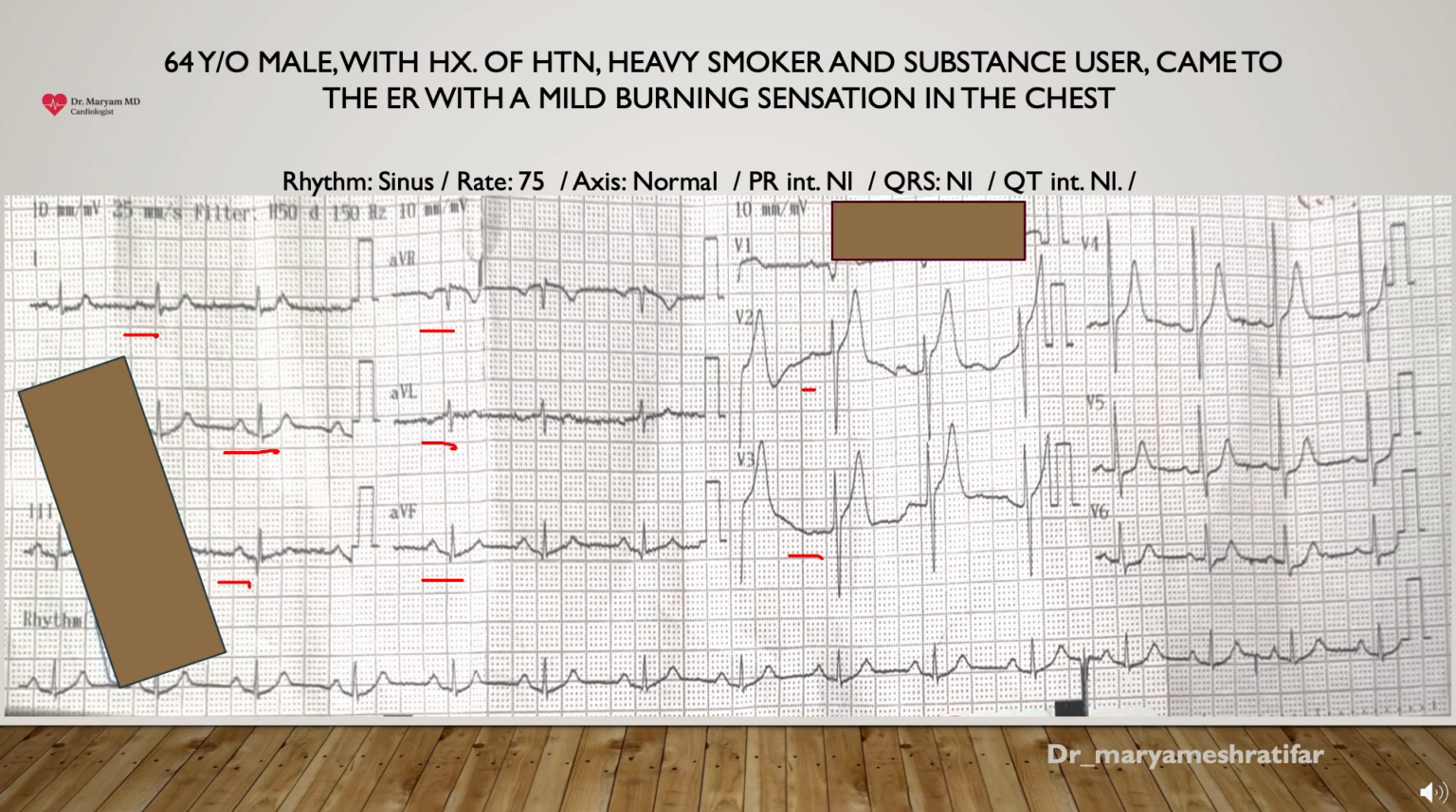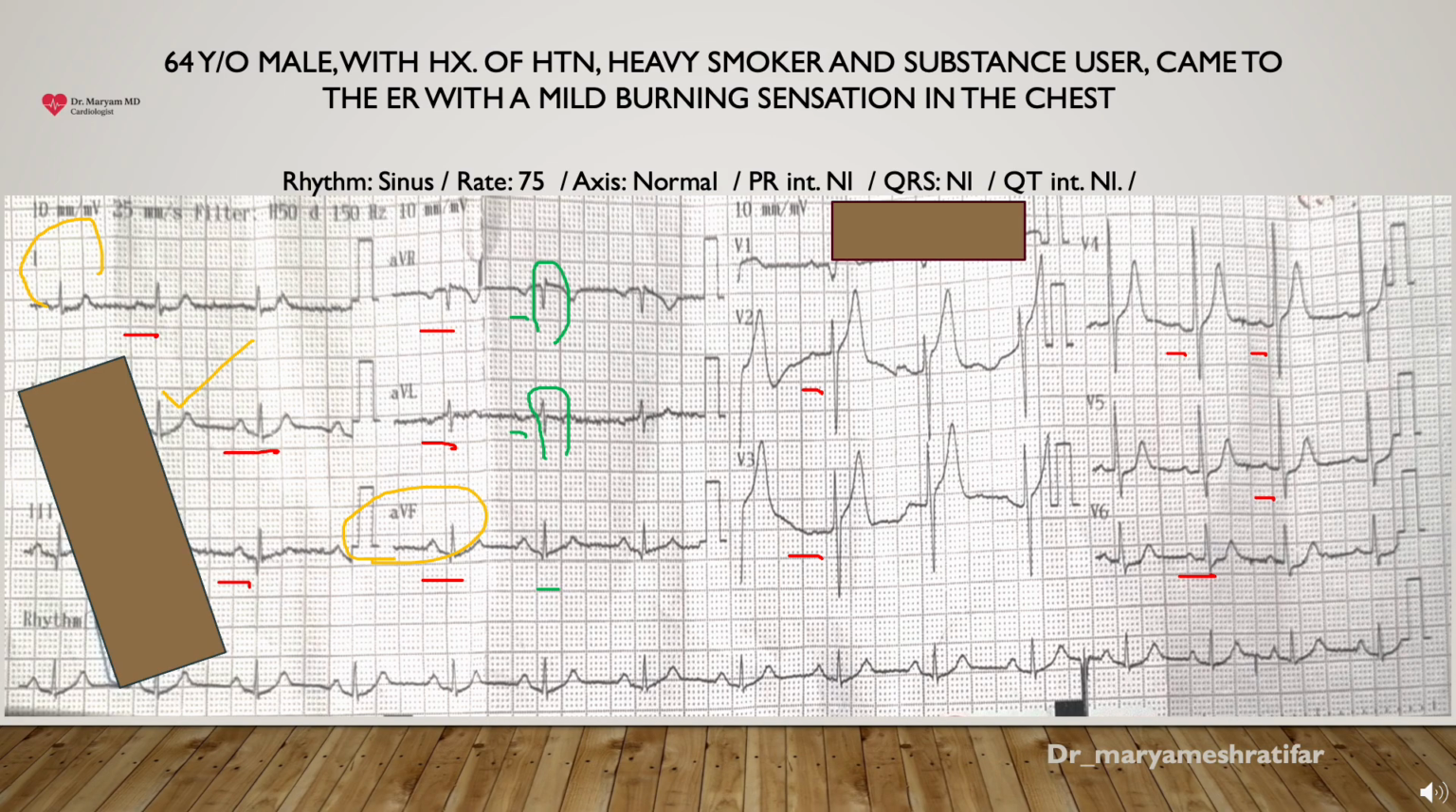The second question, are the P waves uniform in morphology? Yes, as you can see, the P waves are indeed similar. The third question will be, are the P waves positive in lead 1, 2, and AVF? As you can see, all the P waves are positive. And the fourth question, is there one P wave before each QRS complex? Yes, for each QRS complex, we have one P wave right before it.